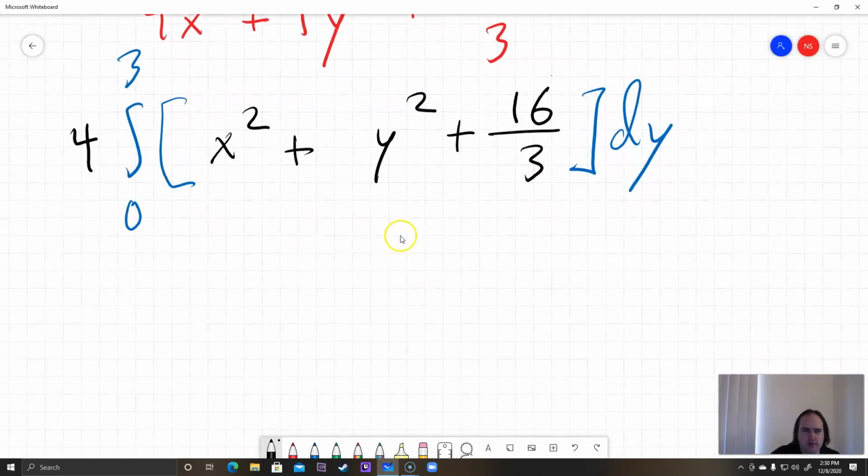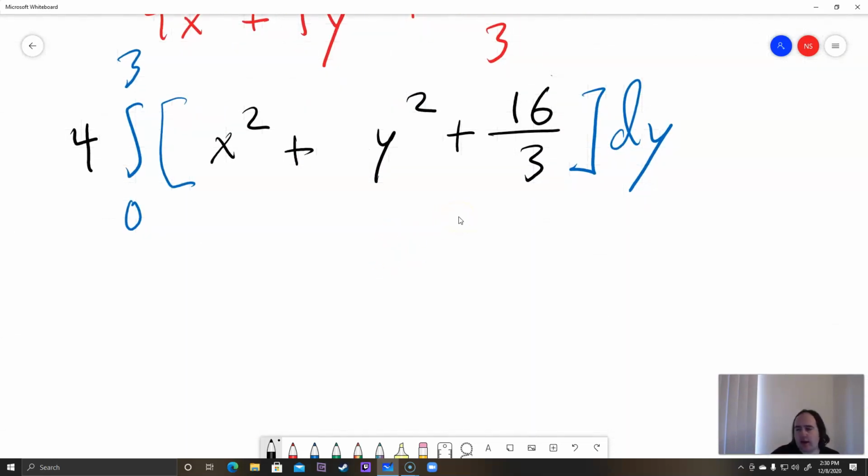And for this one, since we're integrating with respect to y, that means the other variables are constant. So here x is constant. And z is also constant, but I don't need to write it because we don't have any z's here. But z would also be constant if you still had a z in this step.